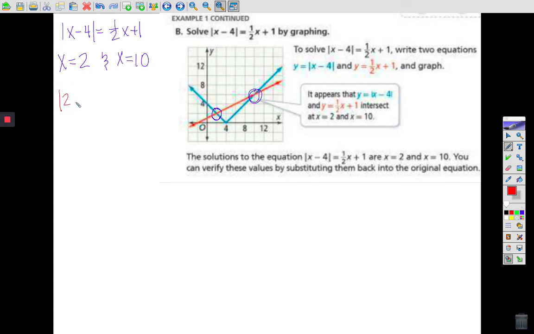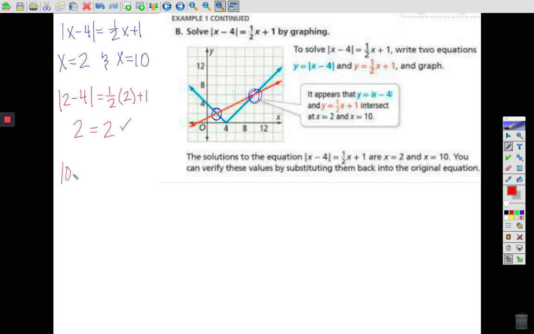We'd let x equal 2, so the absolute value of 2 minus 4 should be equal to 1/2 times 2 plus 1. What's 2 minus 4? Negative 2. The absolute value of negative 2 is what? Positive 2. This equals 1 plus 1, which is 2. So is 2 an answer to our equation? Yes. And then we would do the same for 10.